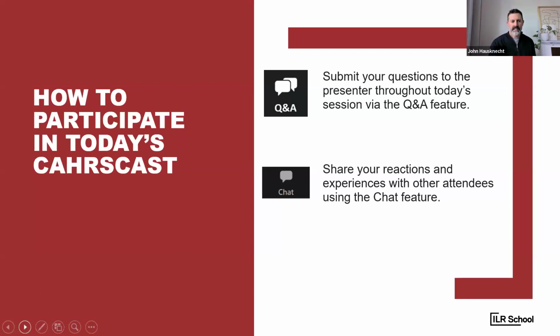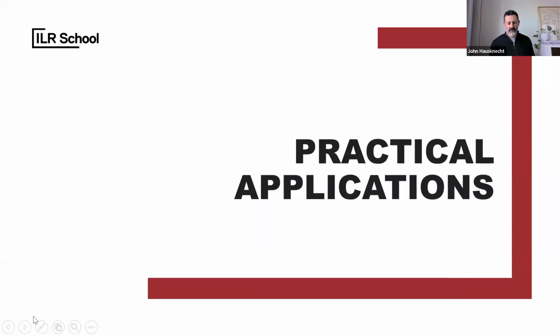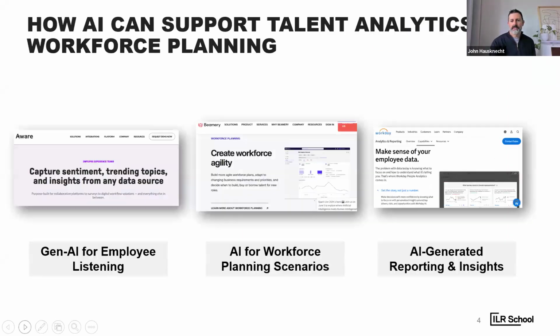So with that, we'll go ahead and kick things off by overviewing the topic and summarizing some of the things that we're seeing, both in terms of talking with companies, in terms of research, and as well as things that we're hearing and seeing in the classroom with our students. So just by way of overview, I want to talk about three key areas where I think AI is starting to show its ability to support talent analytics and workforce planning in particular. I'll walk through each of these: Gen AI for employee listening, AI for workforce planning, and then the notion of AI-generated reporting and insights.